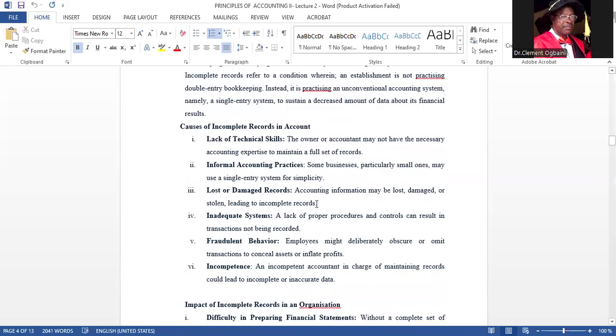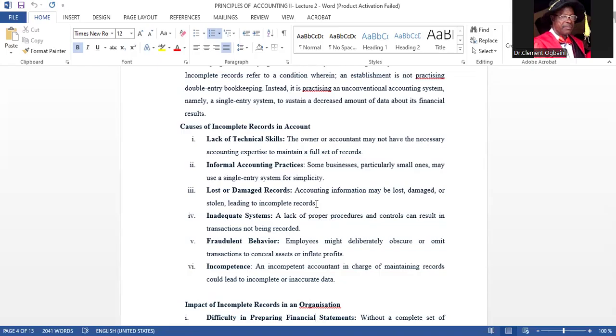Also, we have the situation of informal accounting practices. This is a situation where some businesses, particularly small ones, may use single entry for simplicity. In short, most of those small businesses, shops, and all that, normally use a single entry. You will see that it's the same book they're using for purchases, the book they're using for cash book, the book they're using for sales, and the book they're using to record debtors.